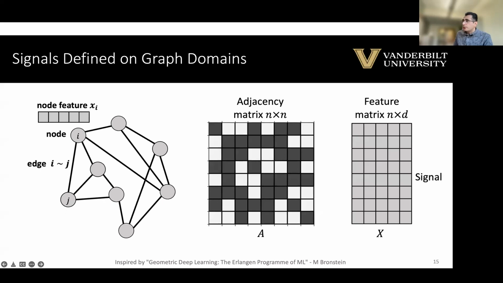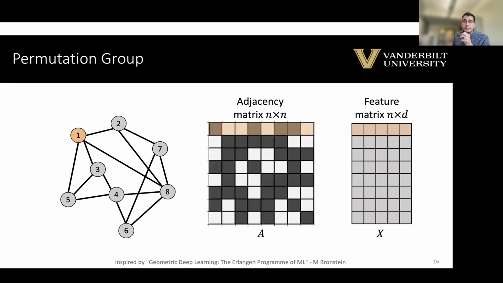Okay, so something that's particularly interesting in graphs is that the indices of these nodes are quite arbitrary, right? So here, for example, we have one set of indices. This is node 1, 2, 3, 4, and so on. And we have the associated adjacency for node 1. We see that node 1 is connected to 2 and 3 and 5 and 8. And then there is a corresponding feature for that node.